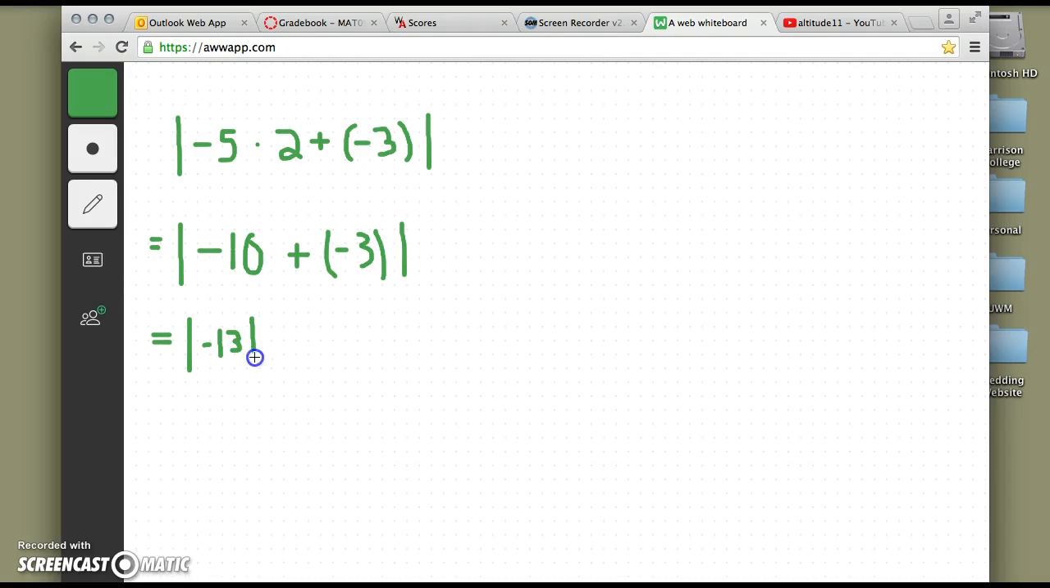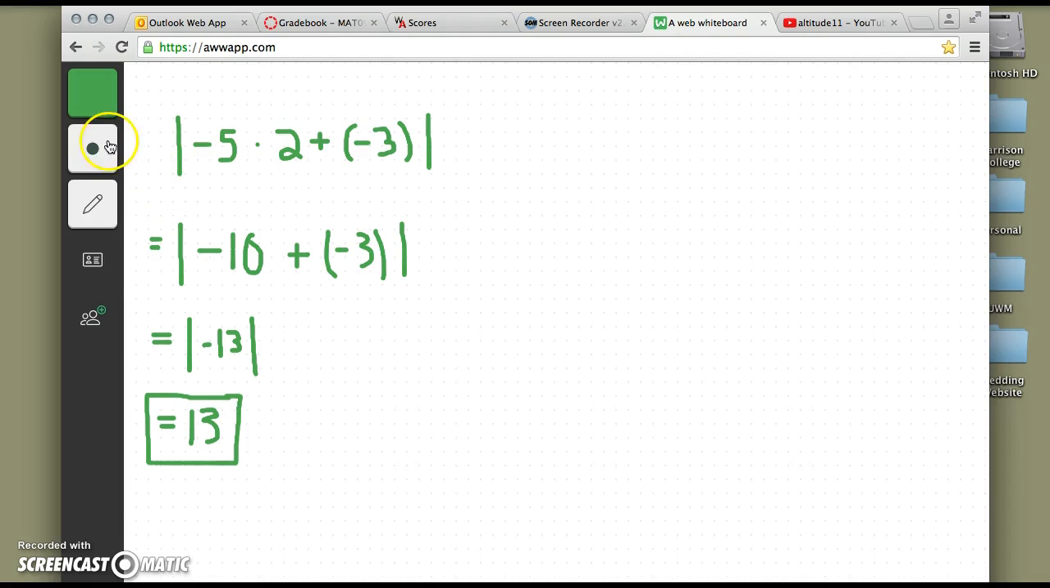Okay, so now, once you get down to having exactly one number inside of your absolute value, now you are ready to actually perform the operation of the absolute value. Basically, the absolute value just says that if you have a negative number inside of the absolute value, you want it to be changed to a positive number. So instead of having a -13, our answer is going to be a +13 once we take the absolute value.